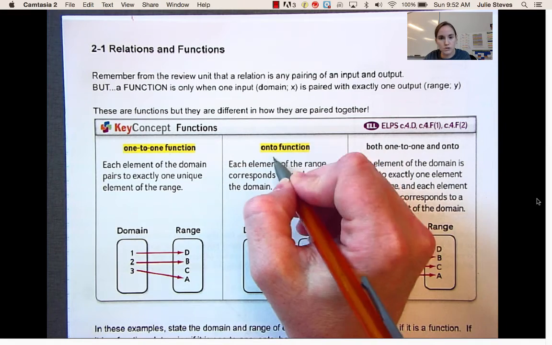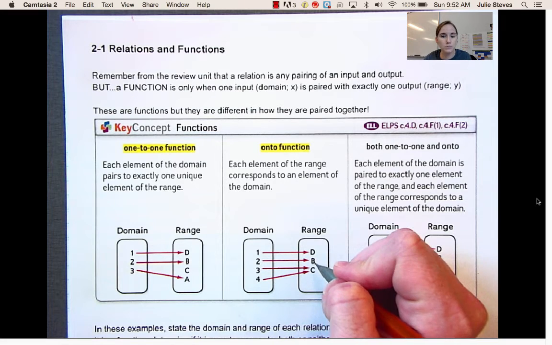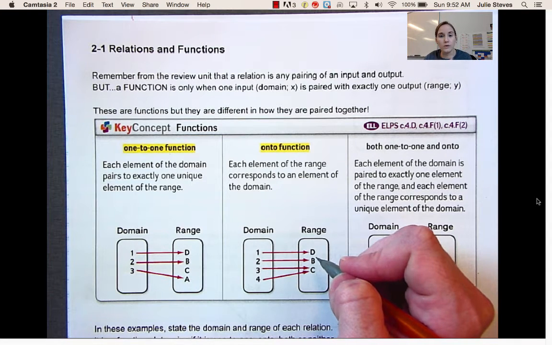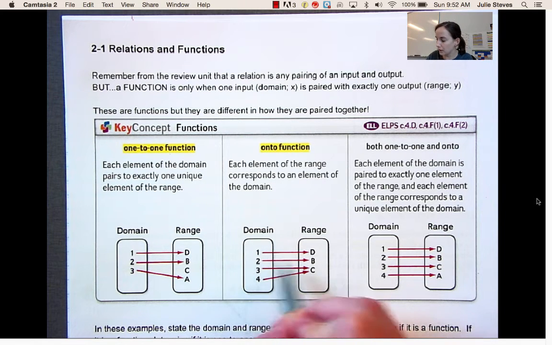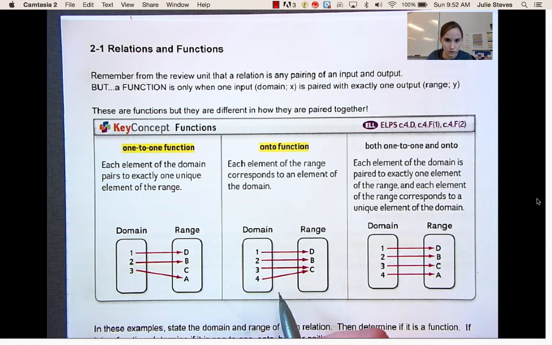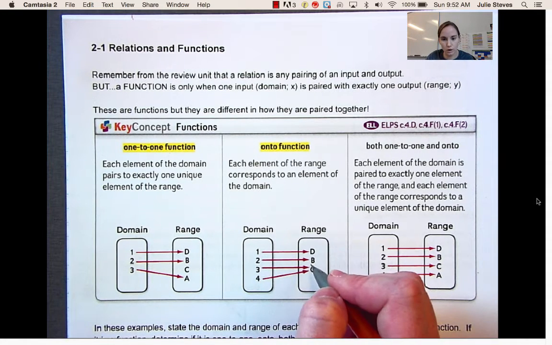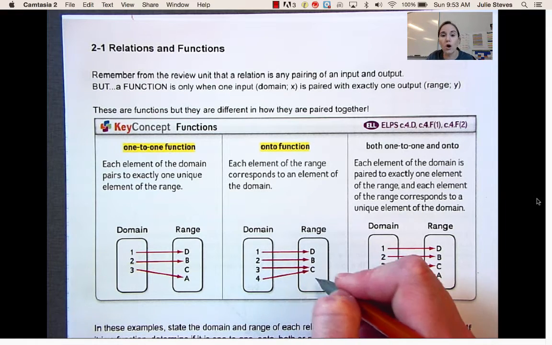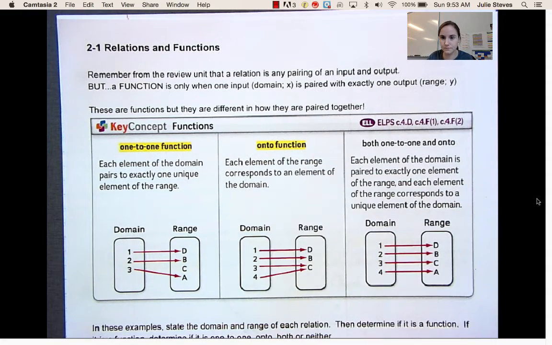If we go over to onto, an onto function says that each of the range values has to be used. So although it still satisfies a function because each domain is only paired to one range, notice 3 is going to C, 4 goes to C. If I had 3 going to C and B, that would not be a function. But each domain value is paired with exactly one range, and the range values are all being used. Since they're all being used, it's an onto function.